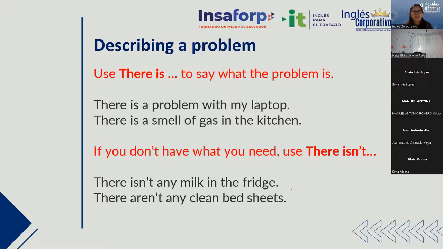There isn't any milk in the fridge. There aren't any clean bed sheets.